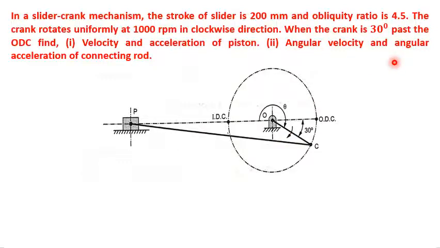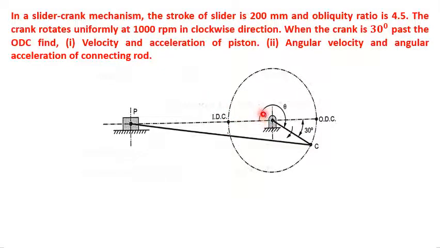First of all, it is rotating in a clockwise direction, and one more condition is given. Crank is 30 degree past the outer dead center. See, this is the outer dead center. From this outer dead center it has passed by 30 degree. Theta is always measured from the line of action. See, this is the line of action. So we have to measure from the inner dead center, because it starts from this inner dead center and passes through this outer dead center. Therefore we have to measure the angle from this line of action where inner dead center starts.